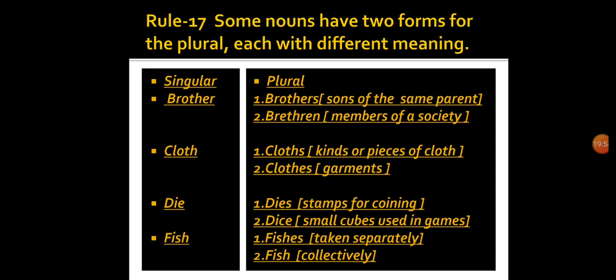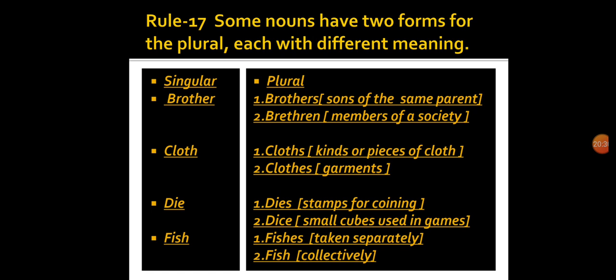Now I come to rule 17. Some nouns have two forms for the plural, and each form has a different meaning. See some examples. First of all I take the singular word brother. There are two different plural forms of this word in English grammar. First is brothers, which means sons of the same parent. And another plural form of the word brother is brethren, which means members of a society or a community.